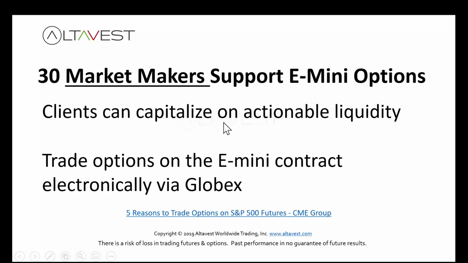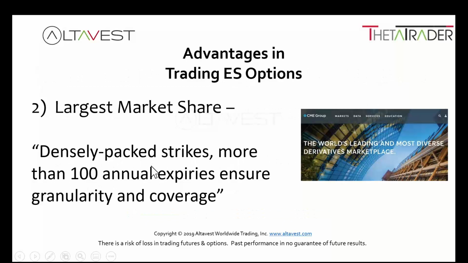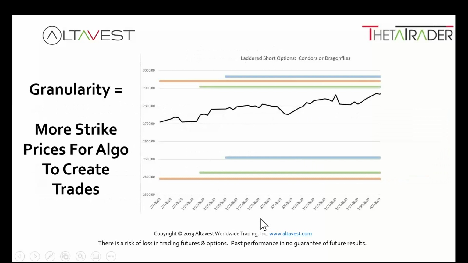There's 30 market makers supporting these E-mini options. They call it actionable liquidity. And everything's electronic, folks, all trading through Globex. And I'll show you that in a second. But remember too, there are densely packed strikes and 100 annual expirations. I think it's even greater than that. I'll have to check, that's just from a few months back, but they add more and more expirations. So what's the advantage to that? When the algo is looking for strikes that it needs, they're available. So you can see here you have calls and puts, and a week or 2 later, you have another set of calls and puts, and a week or 2 later, another set.